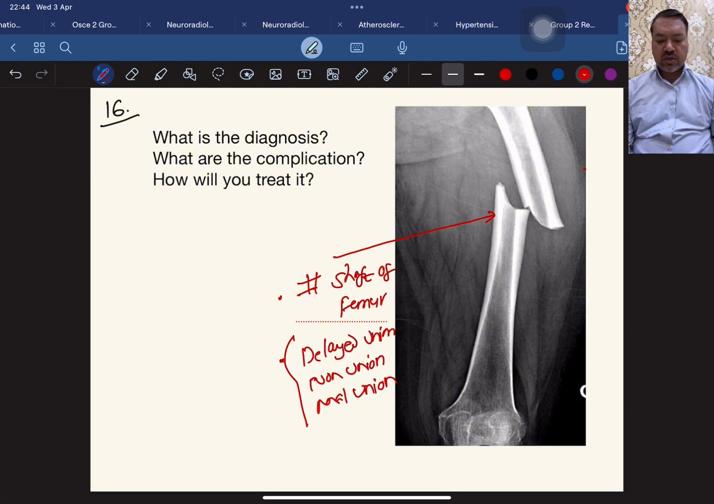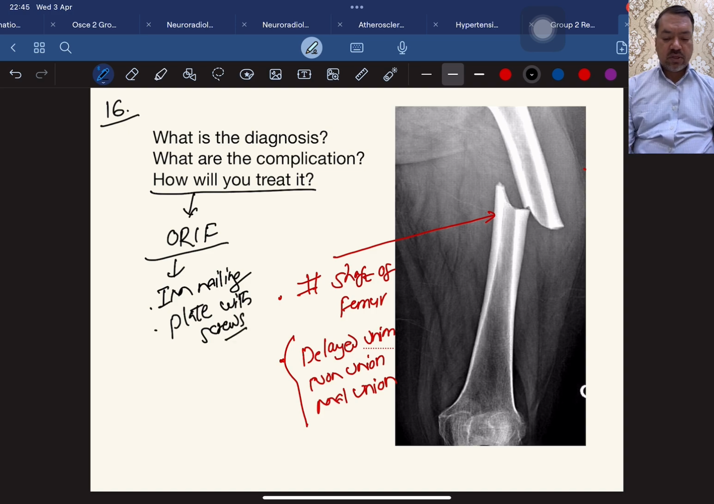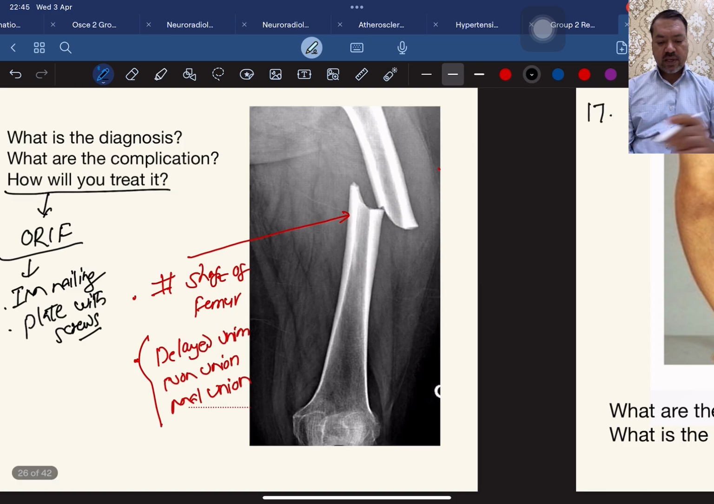So all those complications you can write here. Okay, and how will you treat it? Usually we go for the surgical management here, that is called open reduction and internal fixation, ORIF, and that can be done with the help of intramedullary nailing, or plate with screws. Those type of answers you can give here. Okay, so this is fracture shaft of the femur.